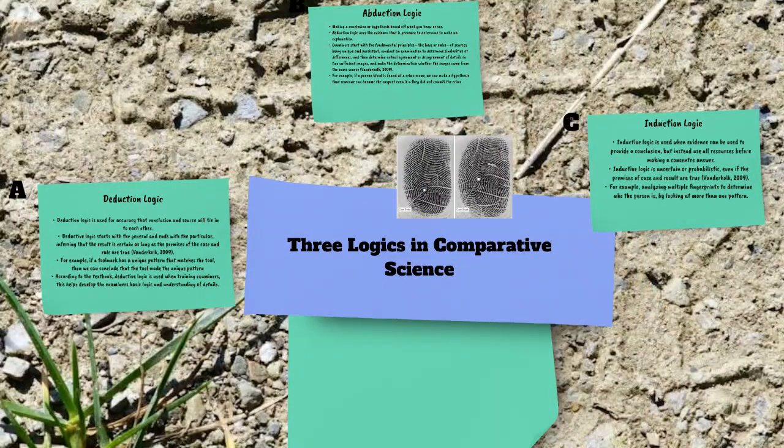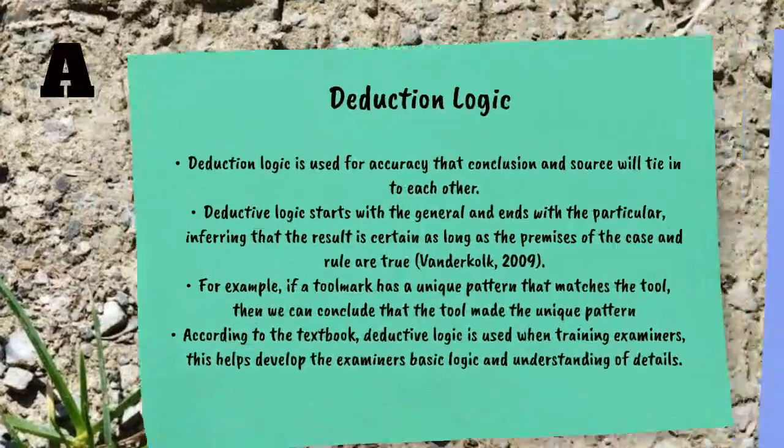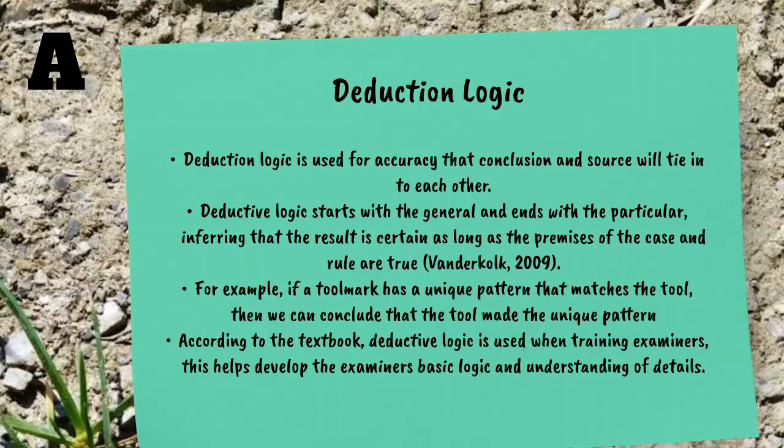So now we're going to be looking at the three logics in comparative science. The three logics in comparative science are deduction logic, abduction logic, and induction logic. As we look at deduction logic, it involves applying a general principle to a case to determine the conclusion. The conclusion must logically flow within the case to actually determine the deduction.